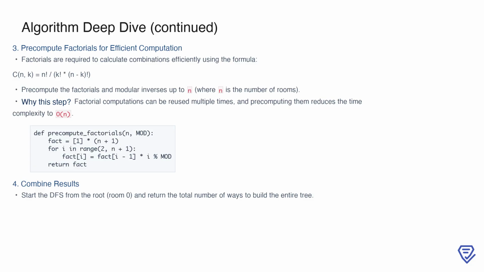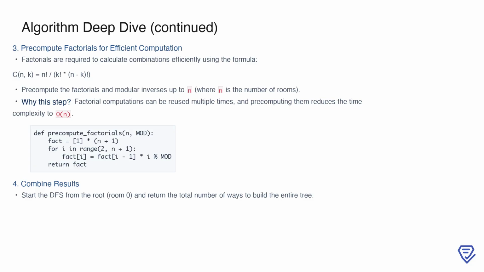Factorials are essential for calculating the number of ways to arrange the rooms in a subtree, using the combination formula C(n, k) equals n! / (k! * (n-k)!). Pre-computing these values for all possible subtree sizes up to n allows us to reuse them repeatedly during the DFS traversal.